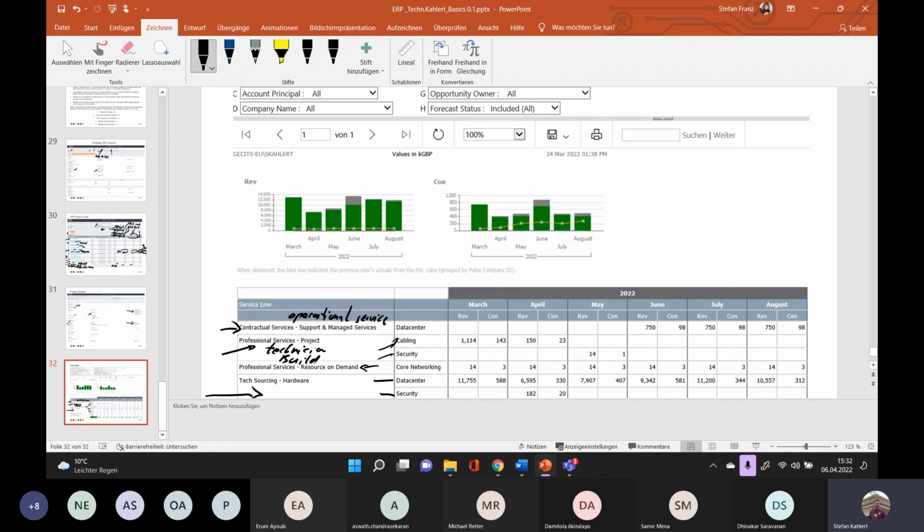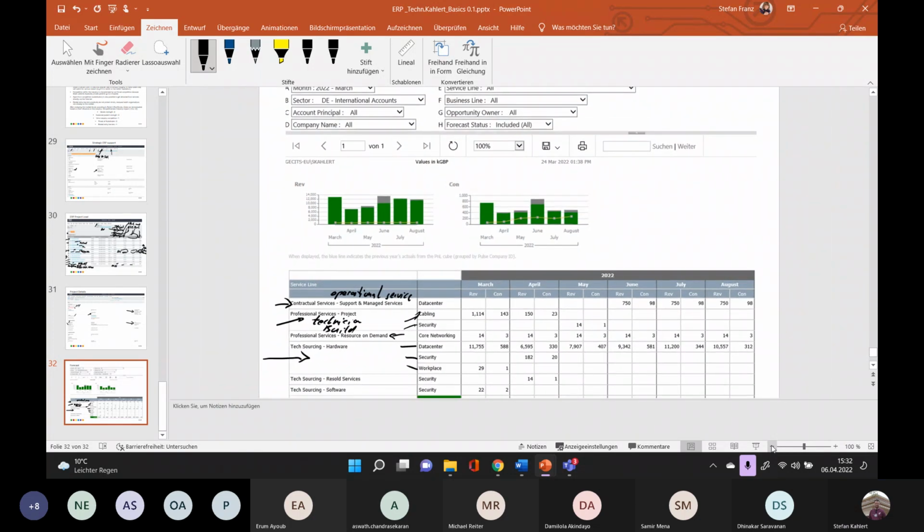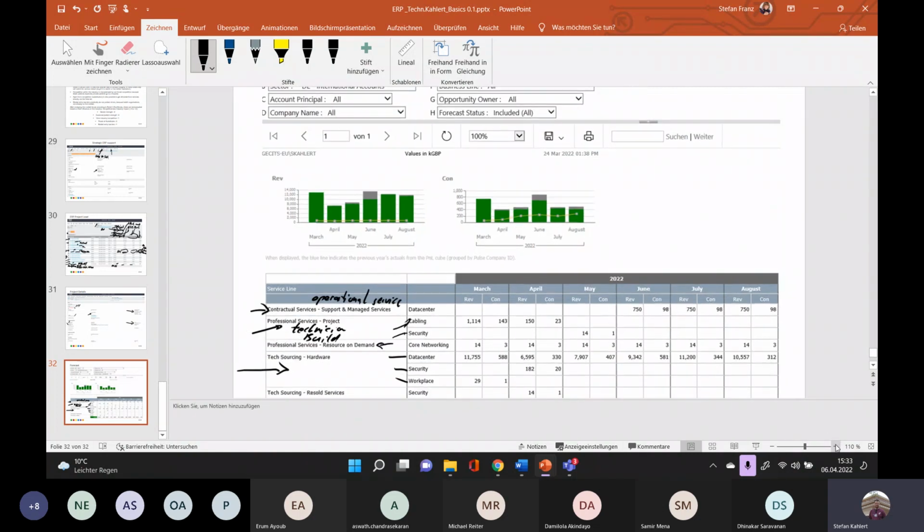You see the whole topic of hardware, which is divided into data center business, security, workplace, and this here's network. It's not. Let's see if I make it smaller. It's again security, but it's also network normally in such rows. So now you can see what is the revenue, right? What is the contractual revenue? And you see here's the forecast for everything included.